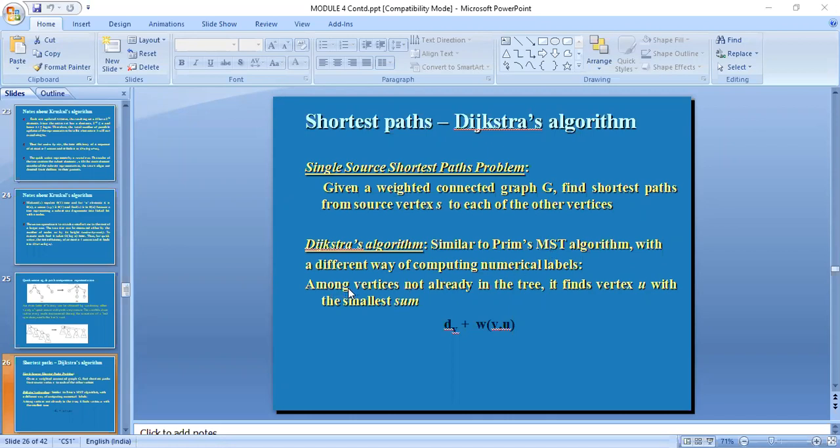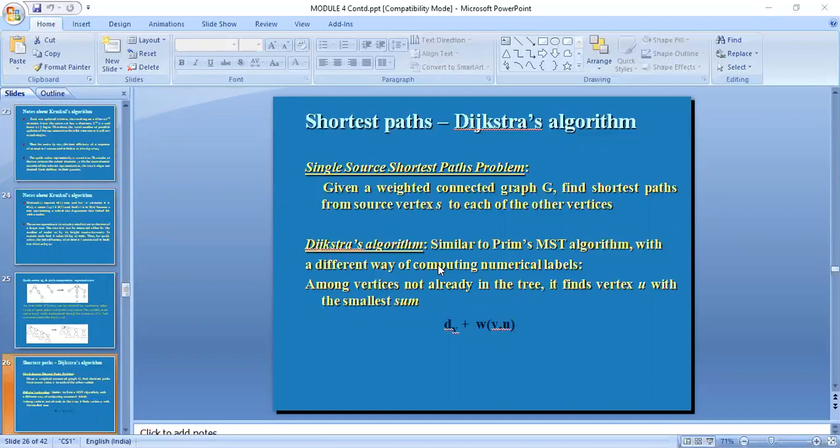When you say it is a single source shortest path problem, you will be given a weighted connected graph, and you need to find the path. In dynamic programming, we used Floyd's algorithm, which is the all pair shortest path problem. All vertices are considered as the source and, simultaneously, all will be the destination too. But here, you take any one of the vertices as the source vertex, and from the source vertex it will move on to all the other vertices.